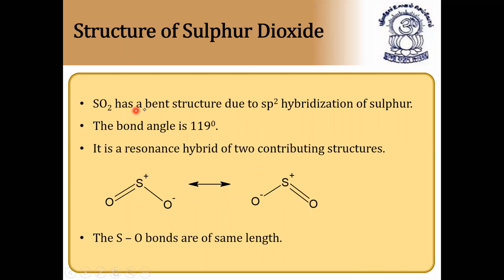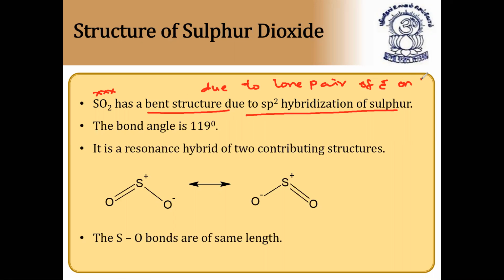Next, sulfur dioxide has a bent structure. This structure is important due to sp2 hybridization of sulfur. Generally, sp2 means a planar triangle, but here it takes a bent structure due to the lone pair of electrons on the sulfur atom. That's why it forms a bent structure.